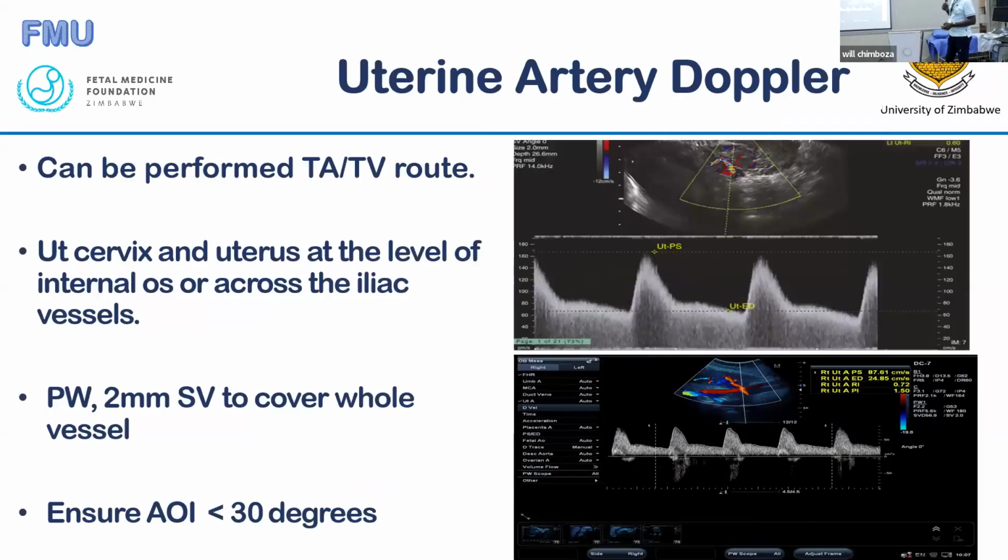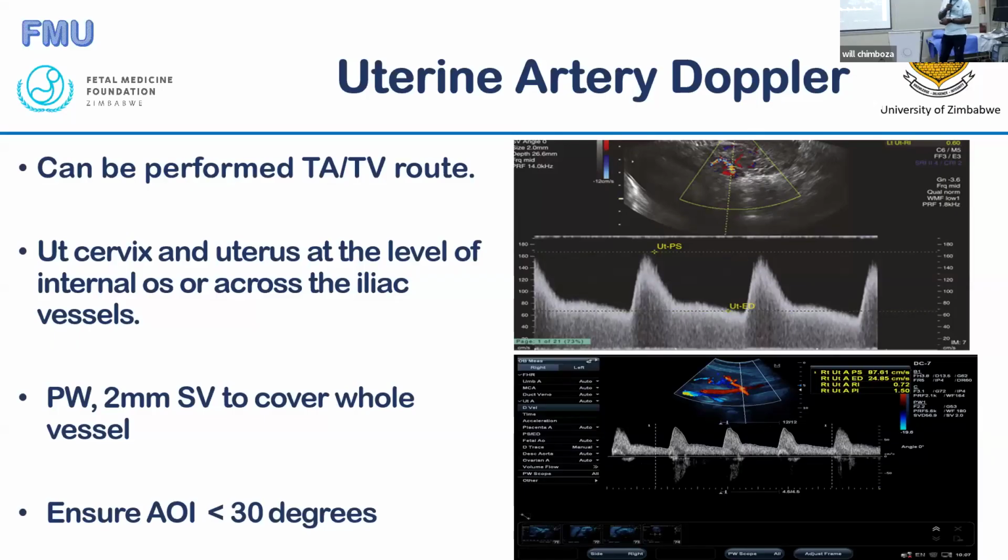So I will start with the uterine artery Doppler. The uterine arteries, when the first trimester was being done, it was demonstrated it can be done transabdominally or through the transvaginal route. So the uterine artery, when you're using the transvaginal route, you have to identify the cervix at the level of the internal os. That's where you identify the uterine artery. And you have to use a gate size of 2 millimeters.